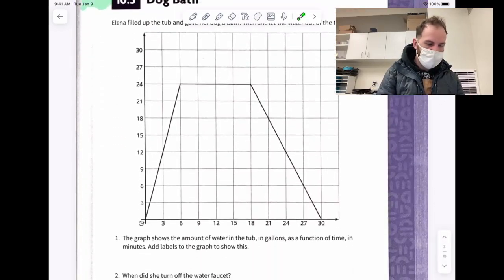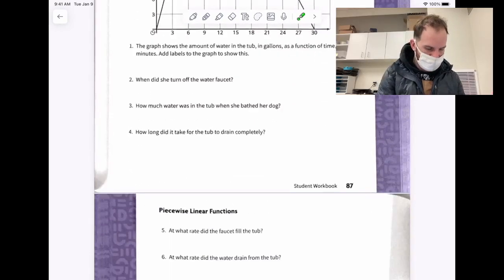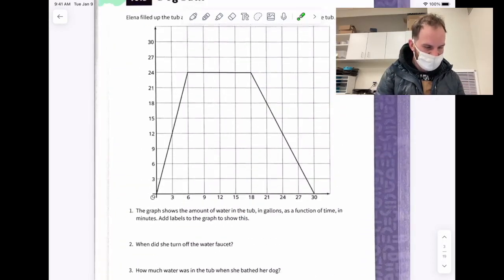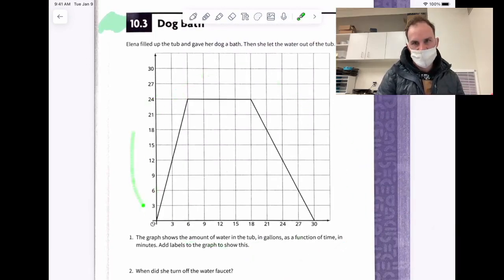Okay, so something else I want you to look at is that we can draw our own piecewise functions. This is the last thing we're going to look at. Let me double check. Yeah, it is. So most of the piecewise functions we'll be looking at look like this, where Elena is filling up a tub and giving her dog a bath. And then she let the water out of the tub.